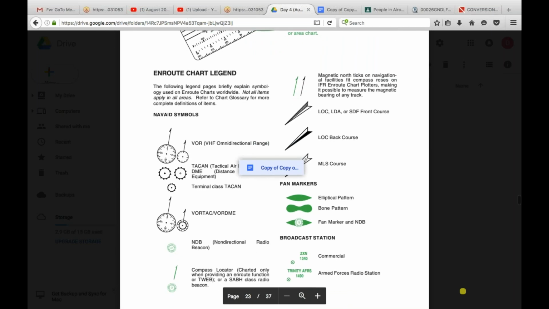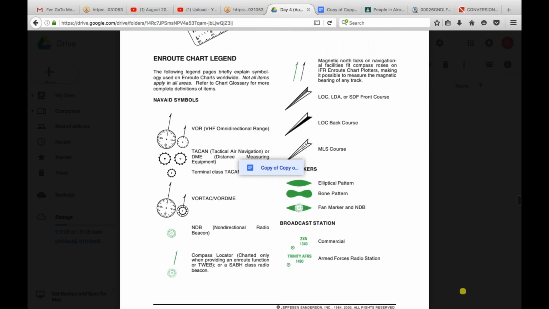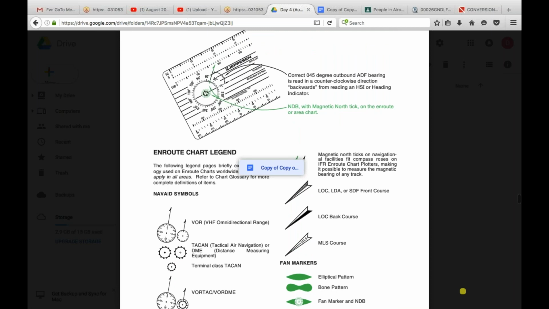Yeah, there you go. Okay, so this is super, super helpful as you guys look at these maps.